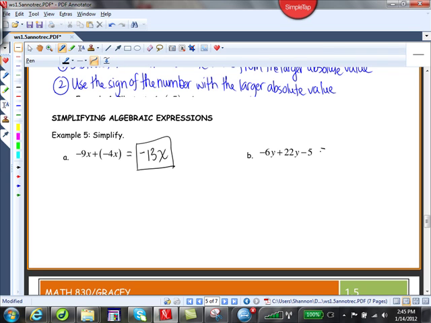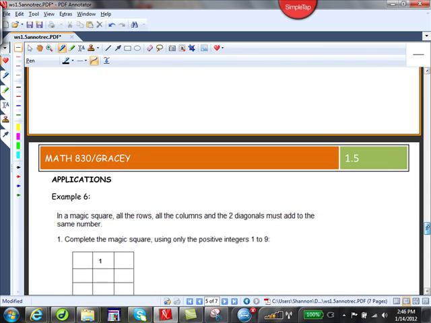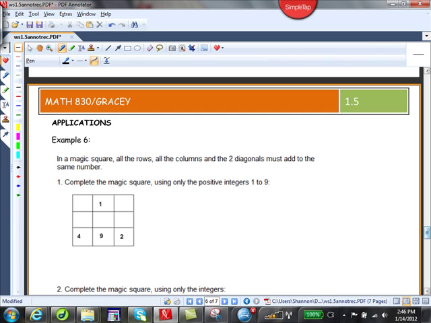All right, so here we have a negative 6. These are the like terms, right? The negative 6y and 22y. So we have a negative 6 and a positive 22. So which number has the larger absolute value? That's right, 22. So this ends up being a subtraction problem. We will get a positive 16y minus 5. Very good.